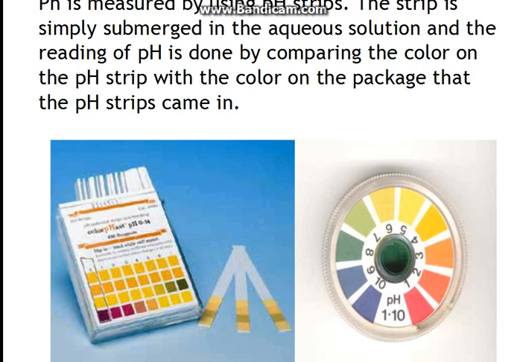Now we know that pH is measured using pH strips, and you submerge the pH strip in aqueous solution, and then you compare the color of the pH strip with the color on the packaging that the pH strips came in.